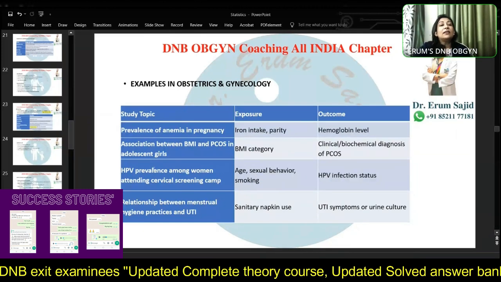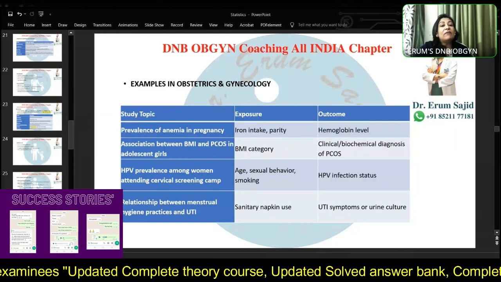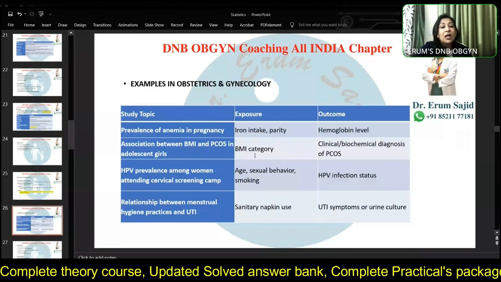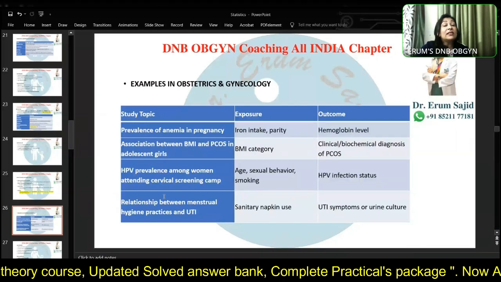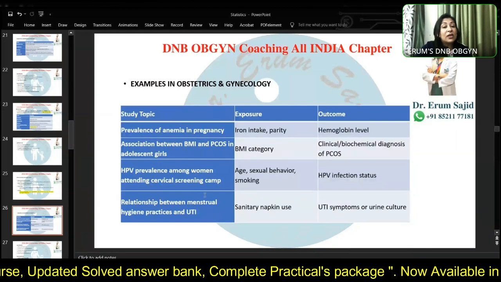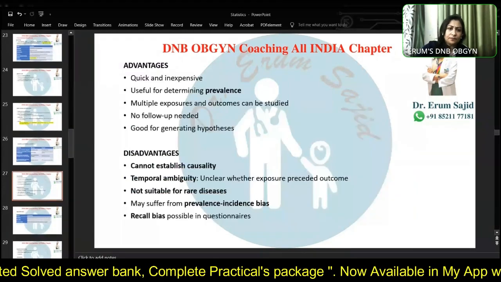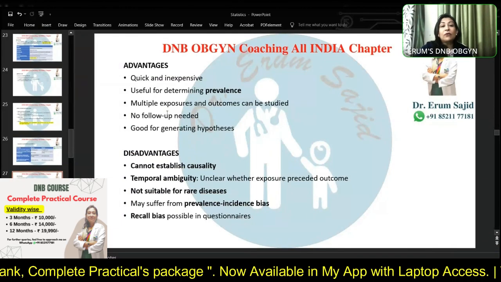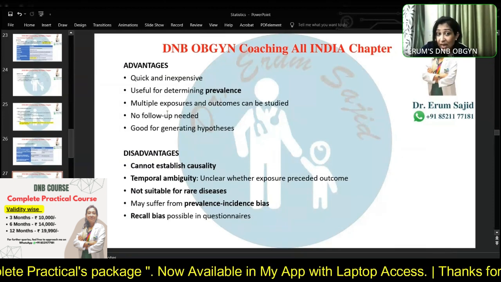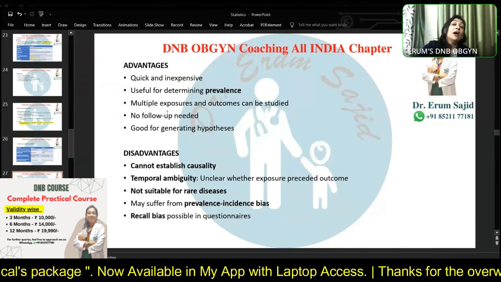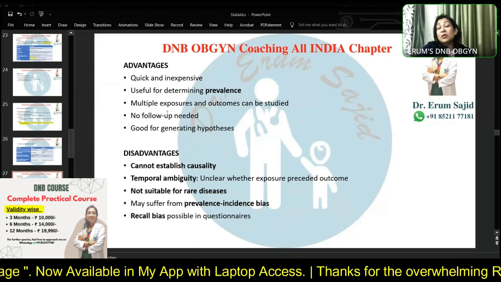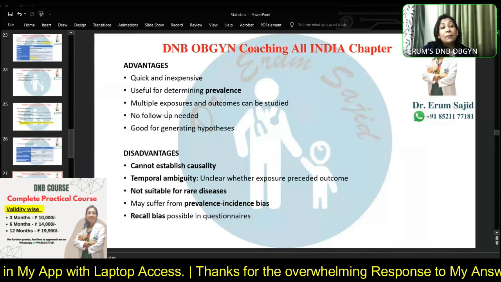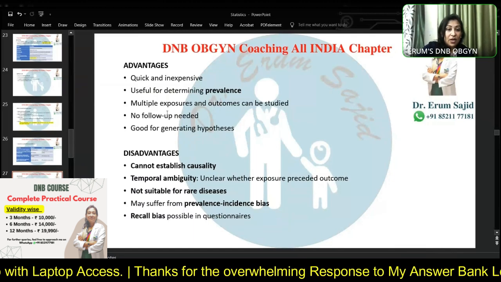Yes. There are certain examples. So prevalence of anemia in pregnancy, association between BMI and PCOS in adolescent girls, high HPV prevalence among women attending cervical screening camps, relationship between menstrual hygiene practice and UTI, all these things. Advantage: quick, inexpensive, useful for determining the prevalence. I told you prevalence is measured by the cross-sectional study, incidence is measured by cohort study. Multiple exposures and outcomes can be studied, no follow-up needed, good for generating hypothesis.